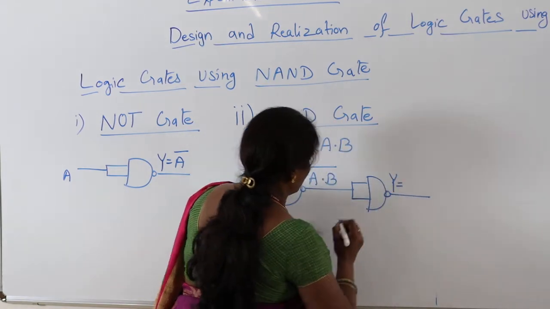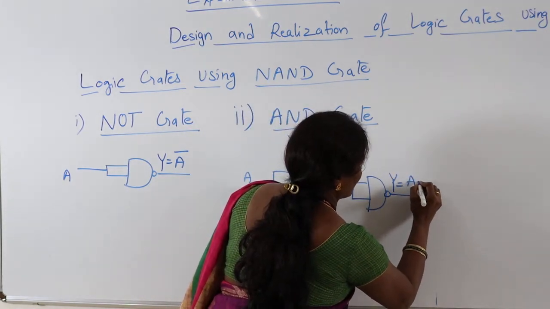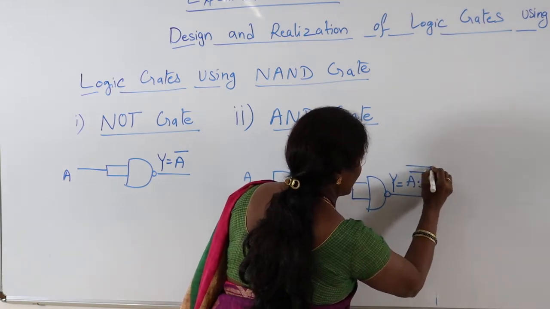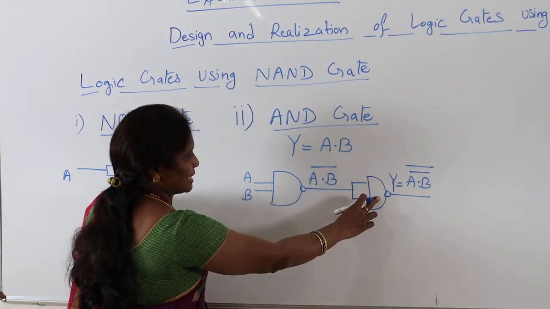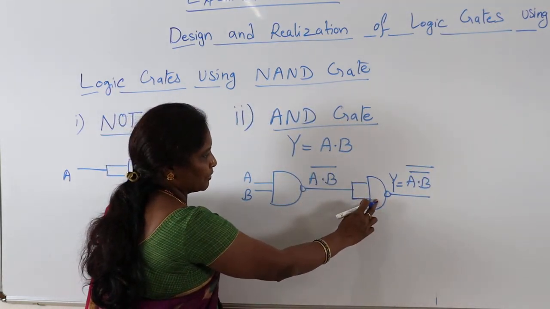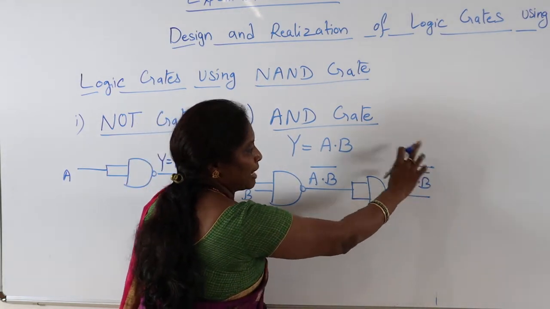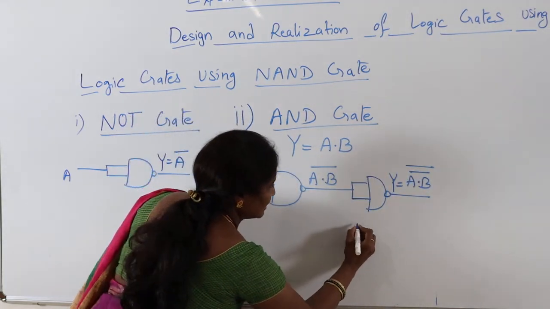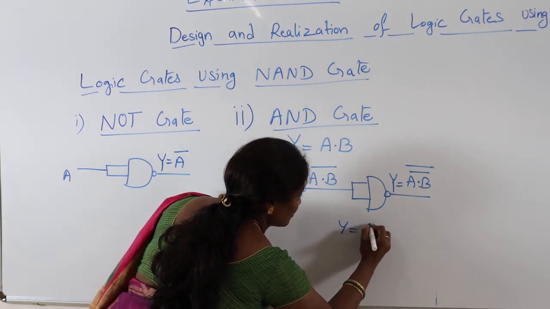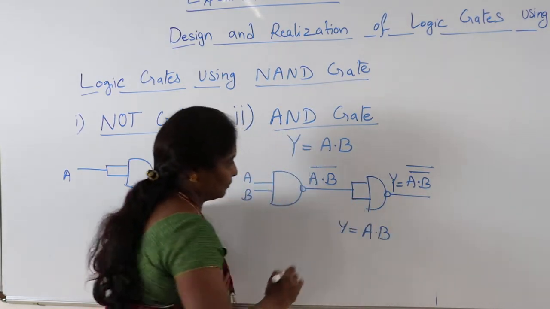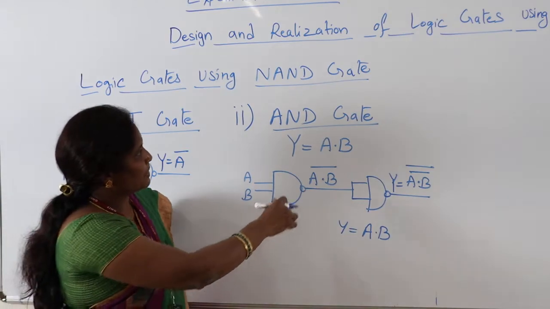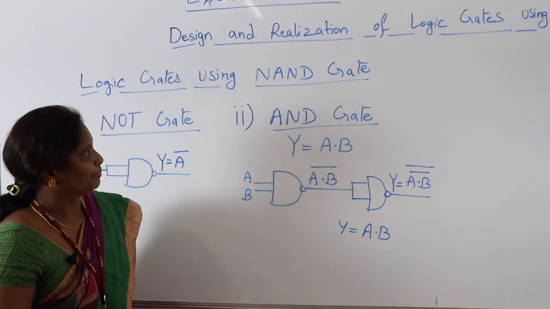Y is equal to A dot B whole bar, whole bar. So the input given to the second NAND gate is A dot B whole bar, and the output of the second NAND gate is A dot B whole bar, whole bar. So this double bar will cancel and you will get Y is equal to A dot B. And this is the required expression for AND gate.